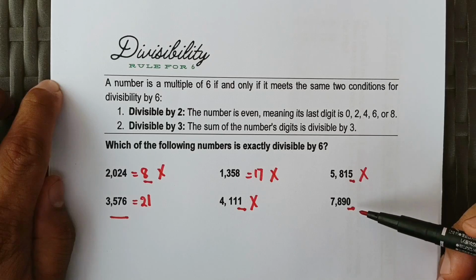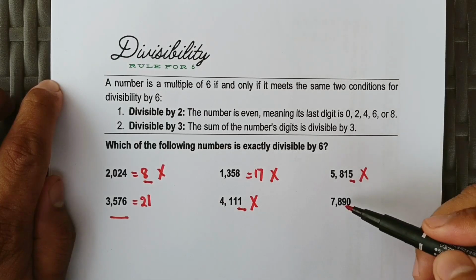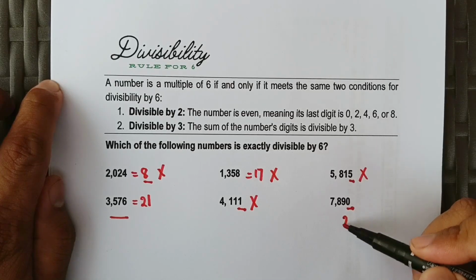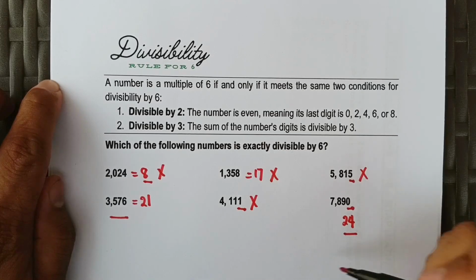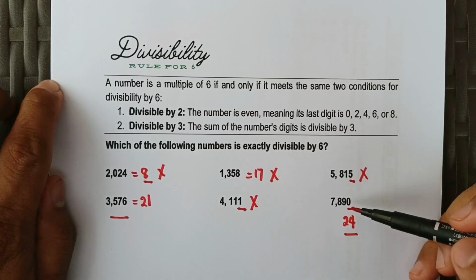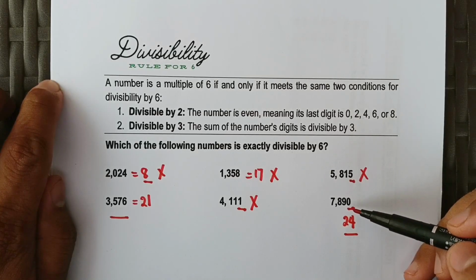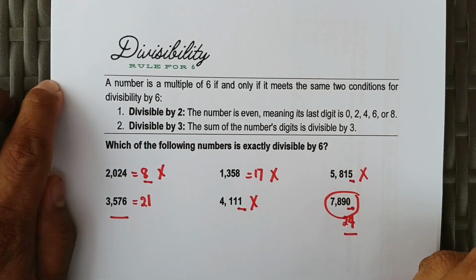Now for the last number, we have 7,890. Let's get the sum of the digits. 7 plus 8 is 15. Plus 9 is equal to 24. 24 is a multiple of 3, so therefore, the sum is exactly divisible by 3. So 7,890 meets the two criteria. This number is exactly divisible by 2, and at the same time, this is also exactly divisible by 3, so the original number is also exactly divisible by 6.